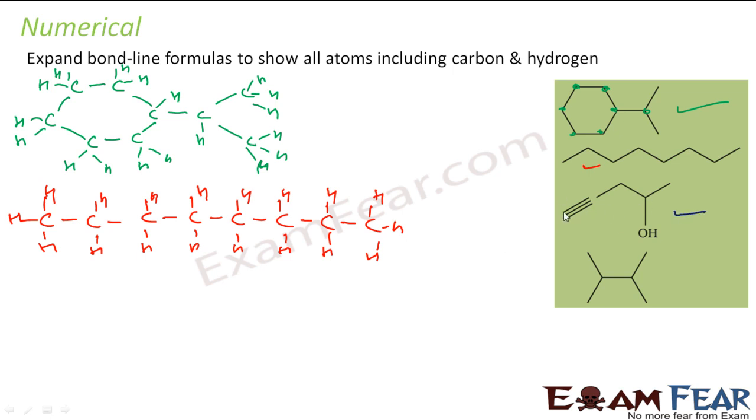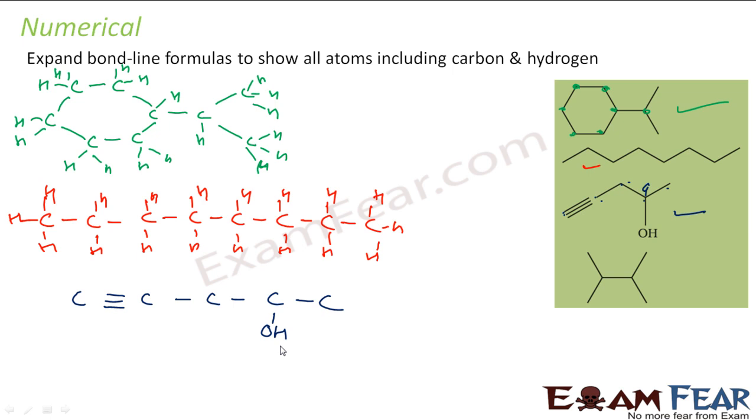So this one has 1, 2, 3, 4, 5 carbons in a straight chain. So 1, 2, 3, 4, 5. The first 2 carbons are attached with a triple bond. So let me add the triple bond. First, second, third, fourth. The fourth carbon has an OH group. So let me add the OH group.